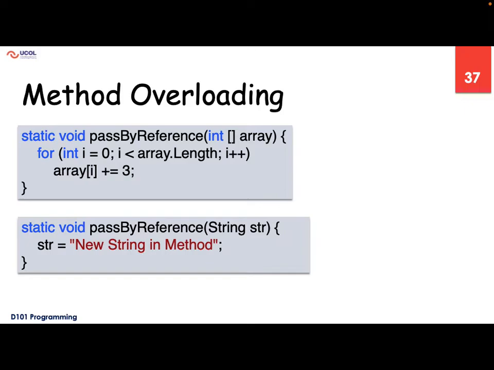Pass by reference string, pass by reference integer array, they are exactly the same. Static void pass by reference, pass by reference, the names are the same. Here we are passing the integer array, here we are passing the string, and they are doing two different things. When we pass the array, it increases every element by 3; here it changes the value of the string. The methods and names are the same, but they have different parameters. We call it method overloading. We are calling the same method, but with different parameters, so it will effectively do different things for us.